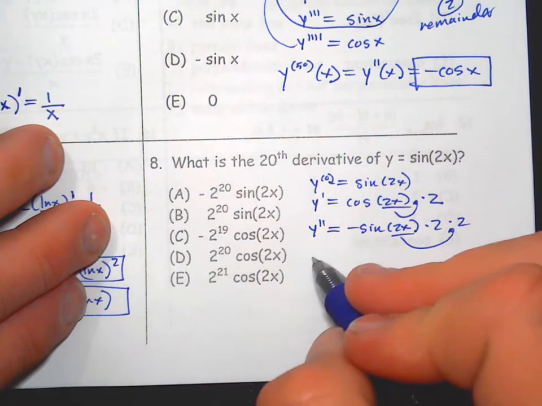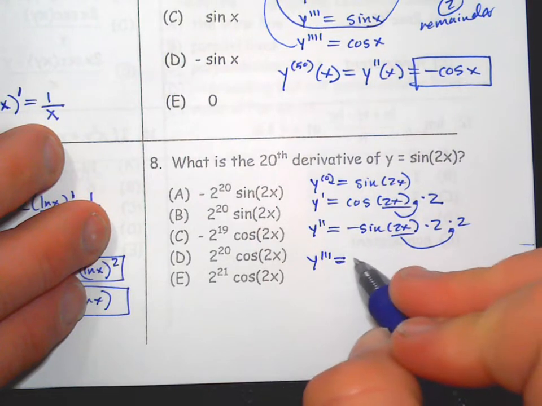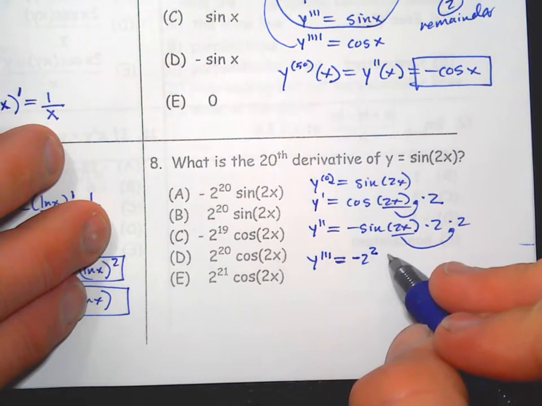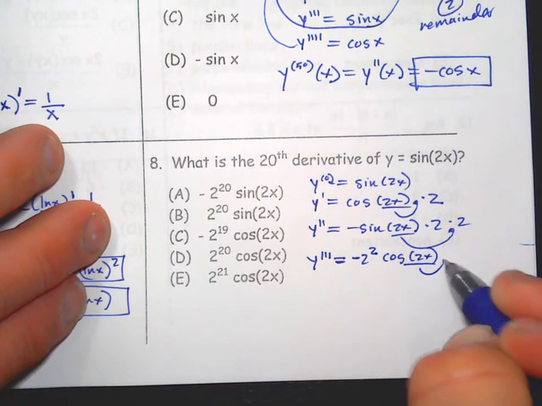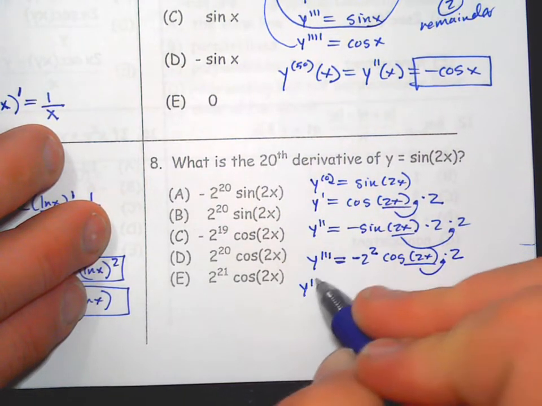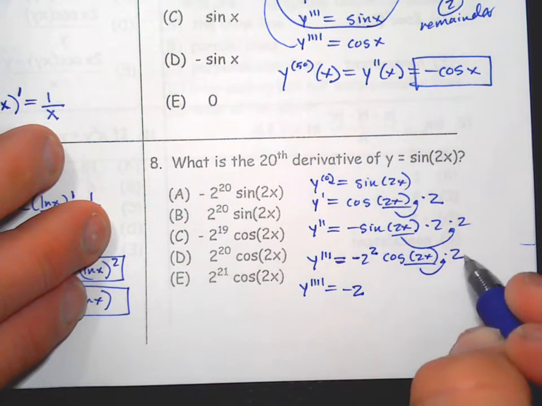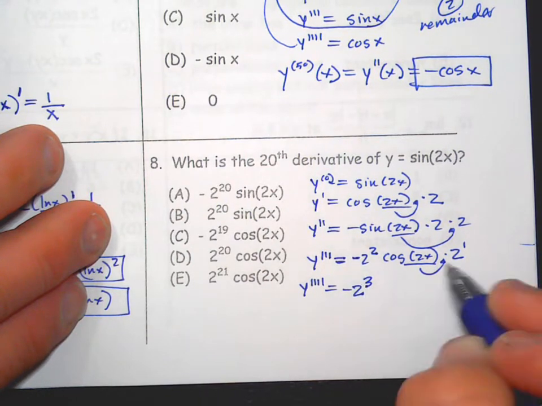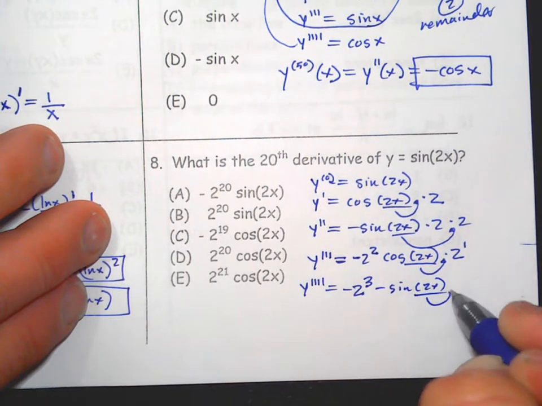And we can start putting this in front. The third derivative is going to be negative 2 to the second power. I'm going to do 2 powers because I'm looking at these answers. The derivative of sine is cosine, and then you got a chain rule. So you get another 2. So the fourth derivative is going to be negative 2 to the third, which is over there, and then a negative sign, and then a chain rule, and you get another 2.